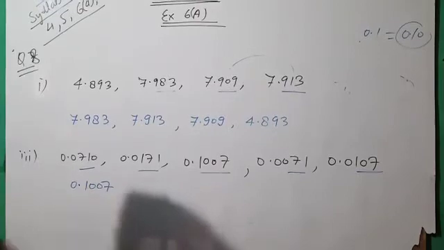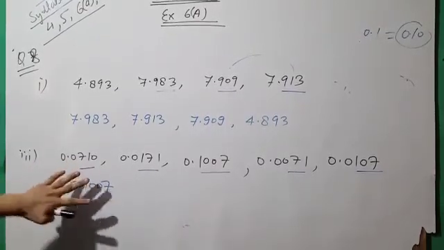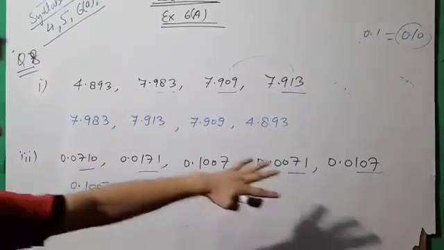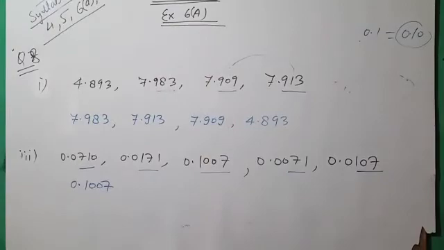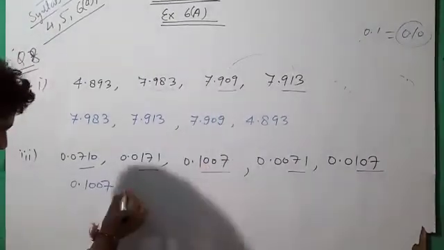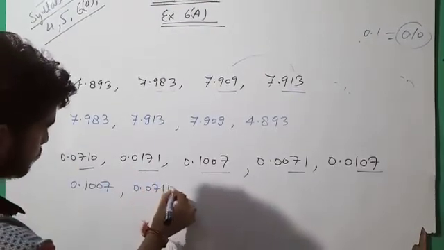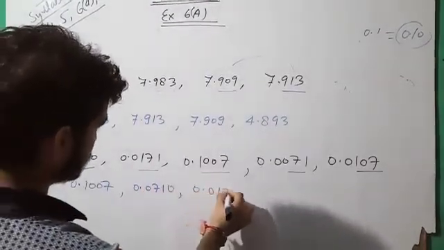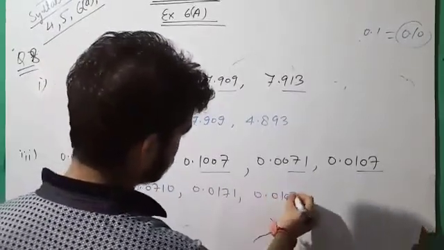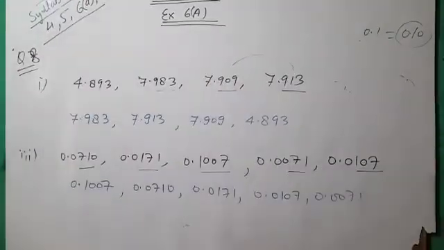0.1007 is the largest, because in all these decimal numbers we have 4 digits after the decimal point. If the decimals are equal in length, then you just compare the numbers. So 0.1007, then 0.0710, then 0.0171, 0.0107, 0.0071. Okay, complete.